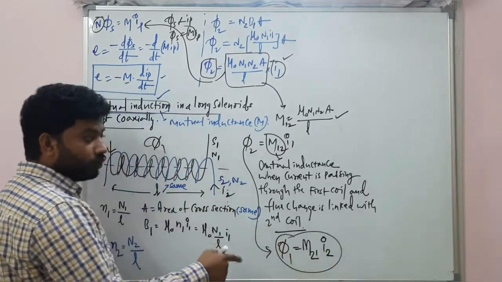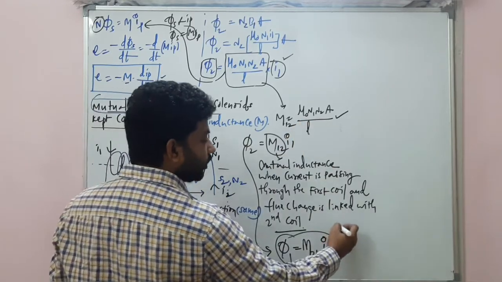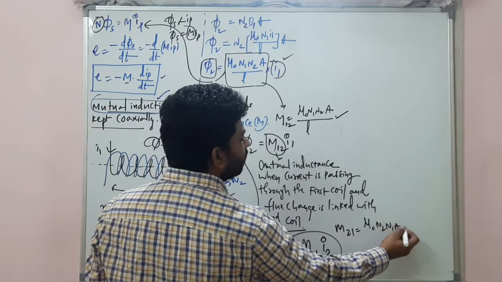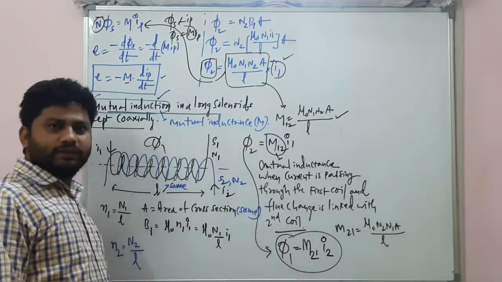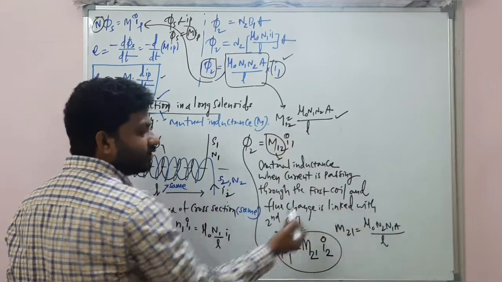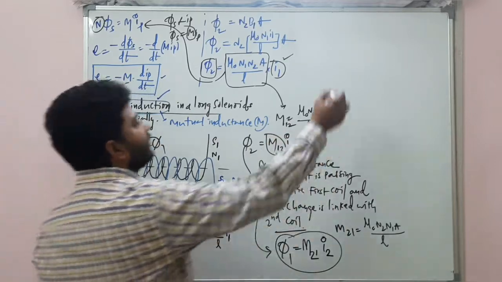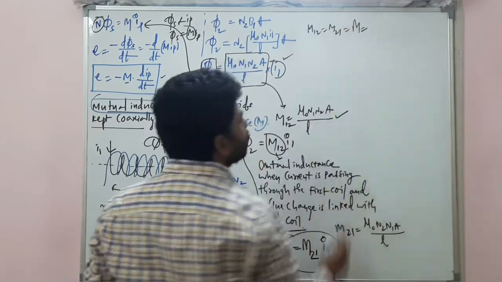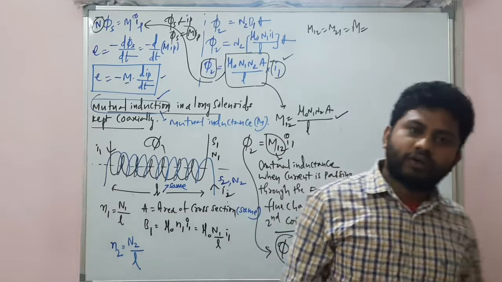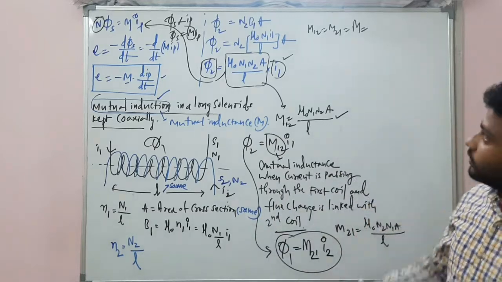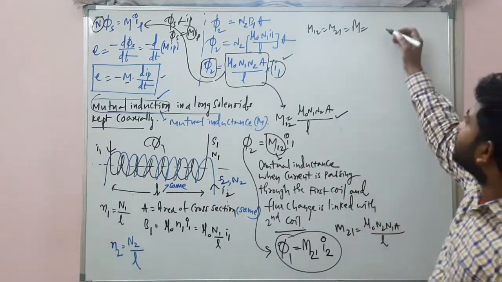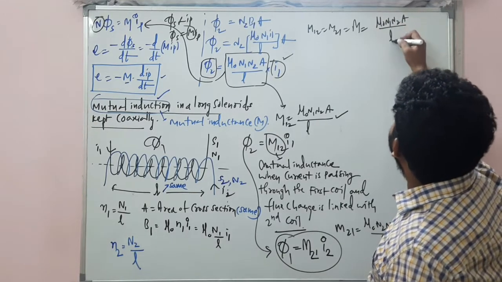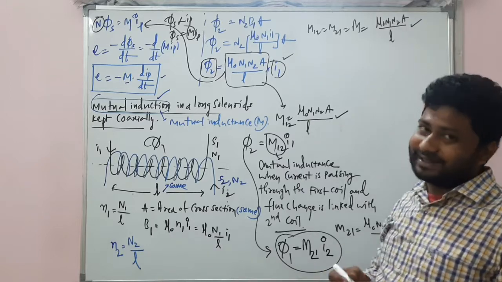So here also you get a similar equation: M21 is equal to mu naught N2 N1 A by L. You see this and you see this. Both the equations are correct, right? So I can say M12 is equal to M21, which is equal to the mutual inductance of two coaxial long solenoids, which is equal to mu naught N1 N2 A by L. So this is a very important formula.